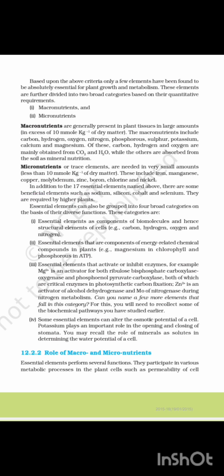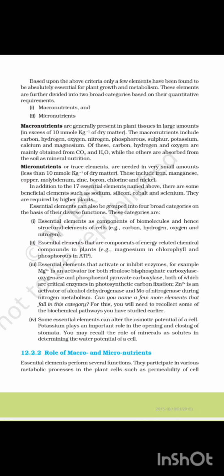In addition to the 17 essential elements named above, there are beneficial elements such as sodium, silicon, cobalt, and selenium. They are required by higher plants. Essential elements can be grouped into four broad categories on the basis of their diverse functions. These categories are: first, essential elements as components of biomolecules and hence structural elements of cells. Examples: carbon, hydrogen, oxygen, and nitrogen.